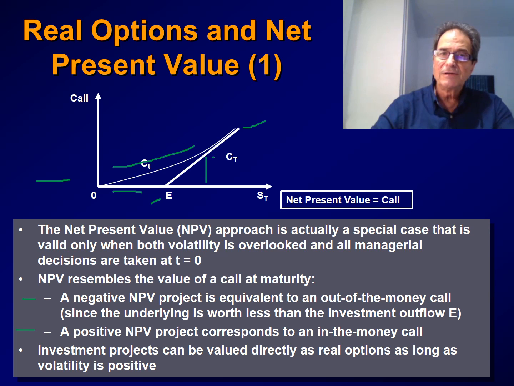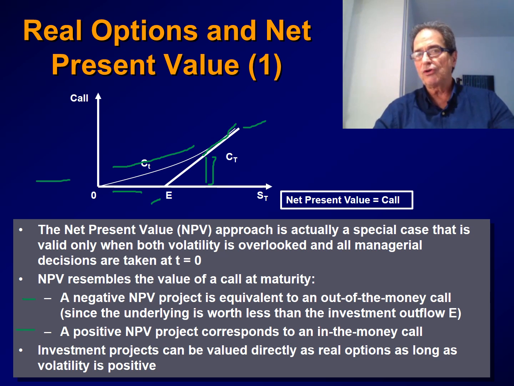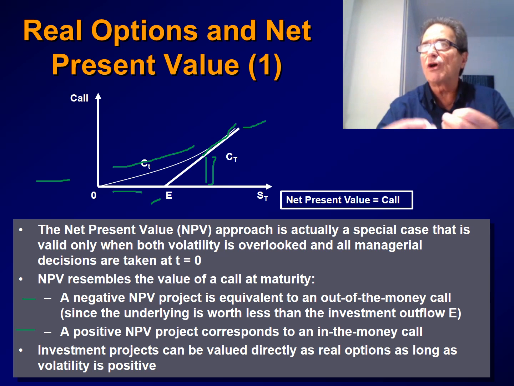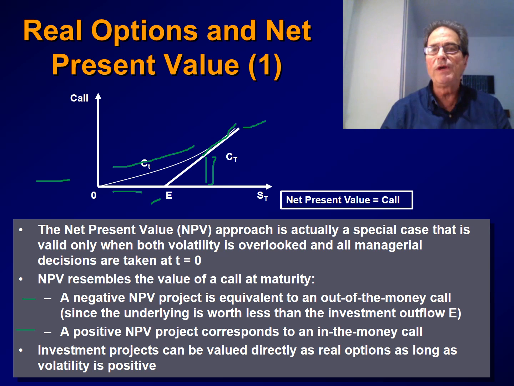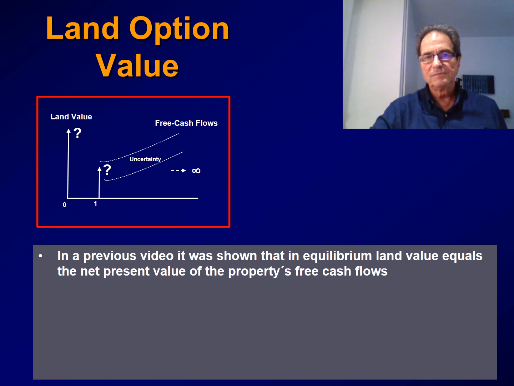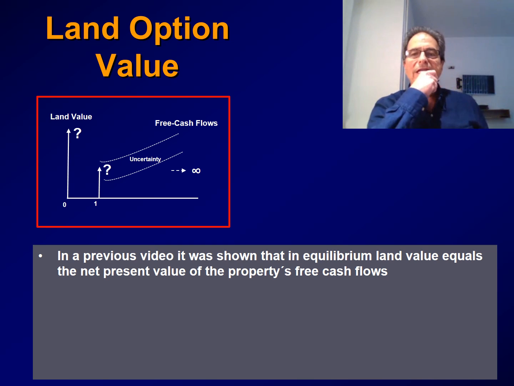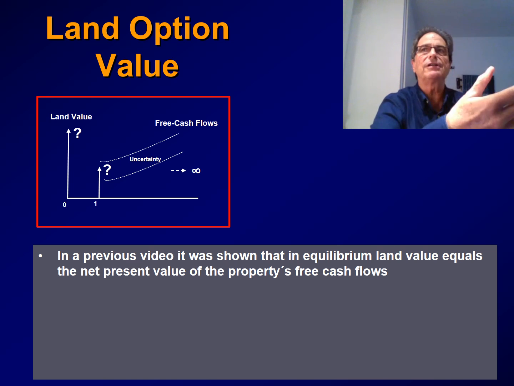One component is the intrinsic value of the option, which is how much I get, my positive cash flow in case I decide to exercise the option, plus a small amount here, which is the time value of the option associated with the project, or the land in this case. In a previous video, we showed that in equilibrium, the value of the land equals the net present value of the property's free cash flows. Well, this was true assuming that we don't have an option attached to the land, that we cannot defer the development of the land.